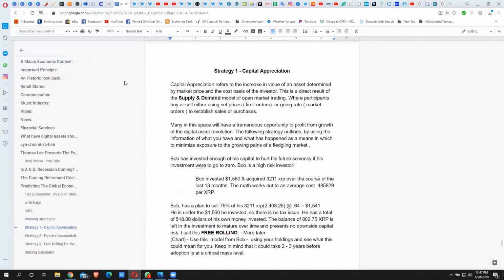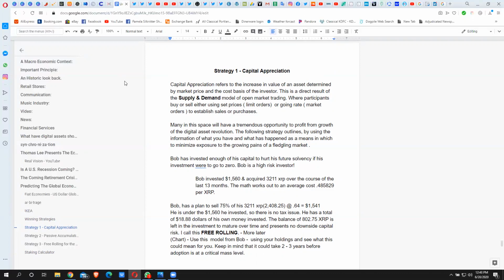Strategy number one, capital appreciation. Capital appreciation refers to the increase in value of an asset determined by market price and the cost basis of the investor. This is a direct result of the supply and demand model of open market trading, where participants buy or sell either using set prices, which are referred to as limit orders, or the going rate, which is referred to as a market order, to establish a sale or a purchase.